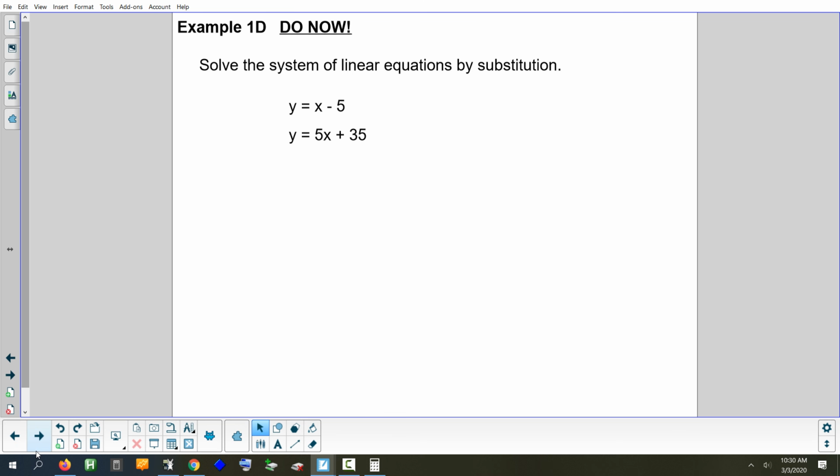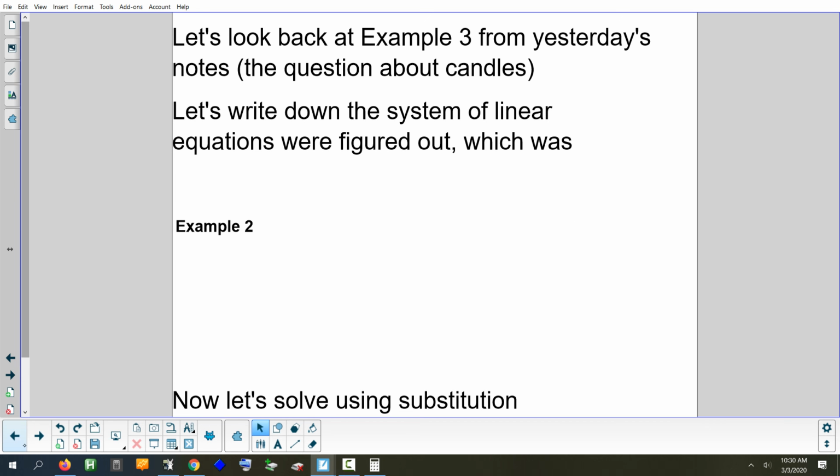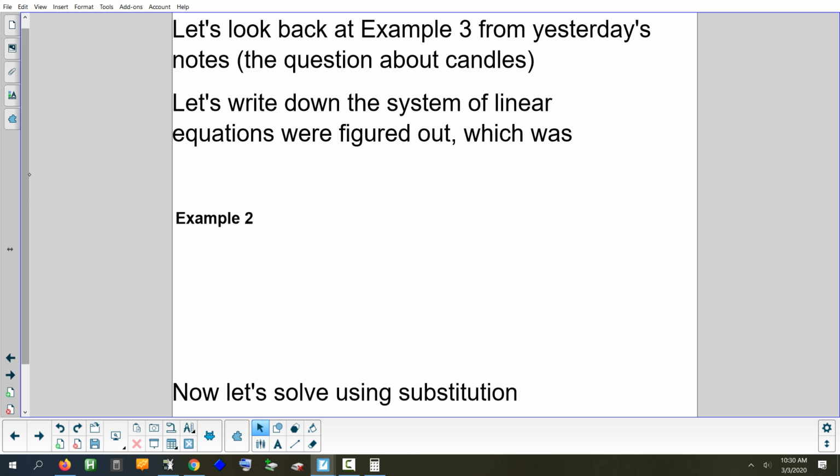Okay. So if we have a second, we'll come back to 1D, but let's at least do this one. So I'm going to need a little help from you guys because I don't have the equations that we came up with from the candles from yesterday. So we came up with 2 equations. I think it was for large candles and small candles. Can somebody tell me what the 2 equations that we came up with yesterday were?